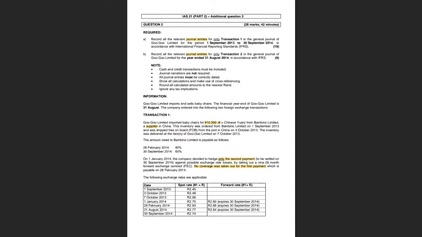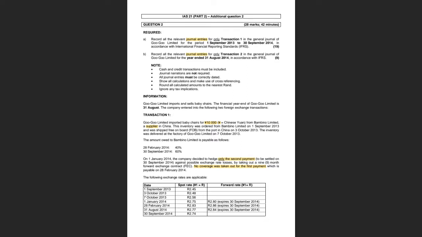I'm going to focus a lot on transaction 1 because transaction 1 is the one that's hedge accounting. Transaction 2 is a loan, and we've done a loan before in class, so I'm going to go quickly through transaction 2. The main one that I want to focus on is transaction 1 because that's the one with the FEC, and that's the new thing that we're dealing with. Okay, cool. So let's have a read of the required.